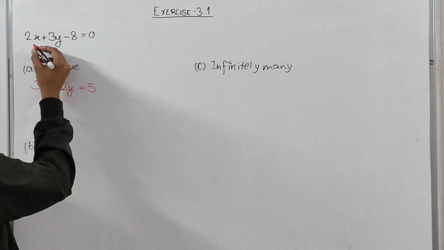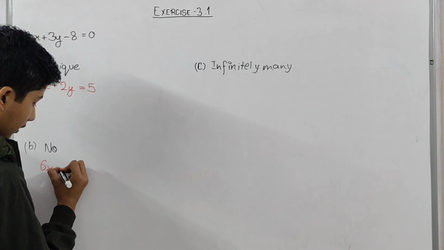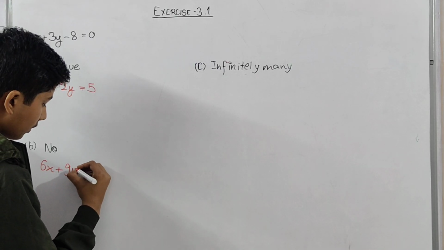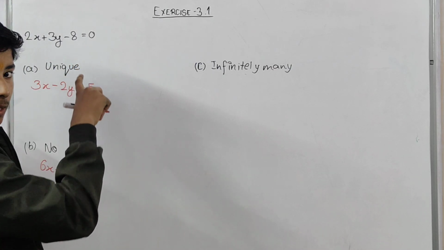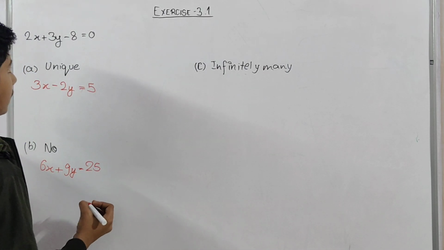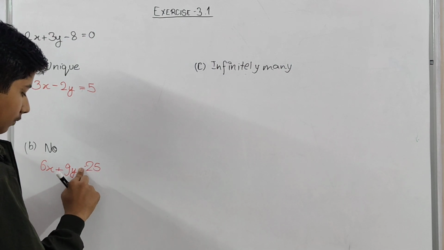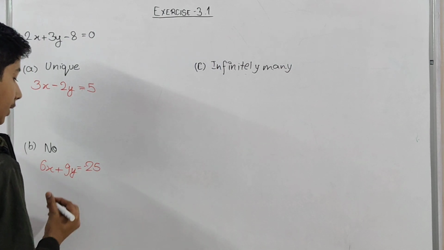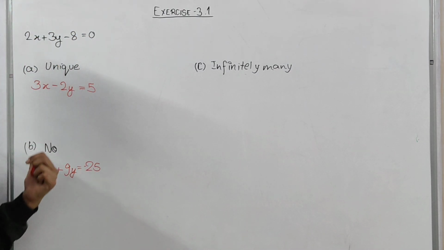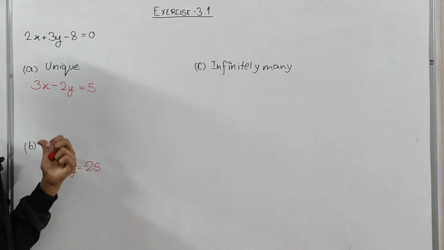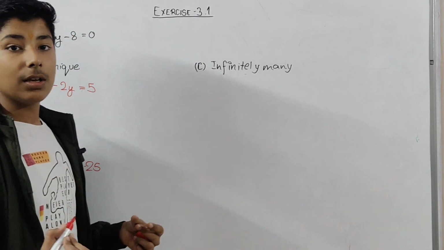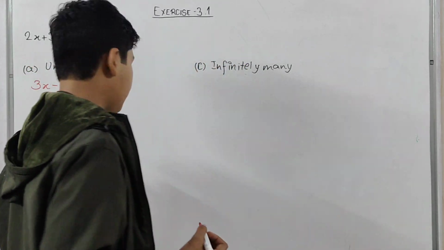So we'll just triple it: 6x plus 3y into 3, which is 9y, equals, like here it is 8, so 8 times 3 is 24, but we'll add one more, meaning 25, and that too negative. Now if you equate it, a1 by a2 means 2x upon 6 is equal to 3 by 9. Yes, 1 by 3 equals 1 by 3. But now 8 upon minus 25 is not equal to 1 by 3, meaning it will be different.